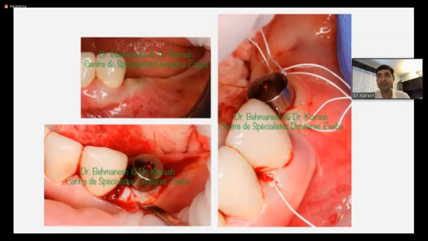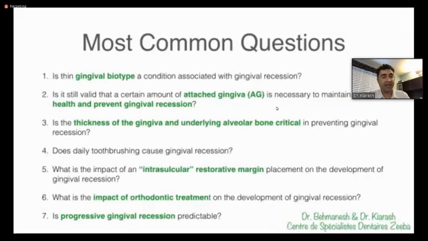Now when we look at these cases, these are the most common questions we get. Questions regarding gingival biotype and how it relates to gingival recession. We're going to be talking about this. Questions regarding attached gingiva versus keratinized gingiva, as it relates to health and prevention of future recession. We're going to look at this critical concept of the thickness of the gingiva and the underlying alveolar bone and how they relate and interplay with each other. Of course, we're going to look at factitious behavior, trauma, toothbrush trauma, and so on, and how they correlate with gingival recession.